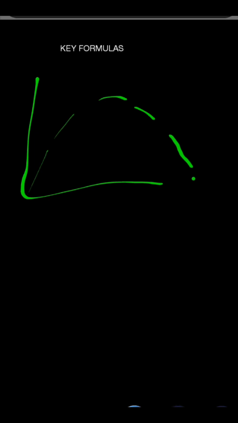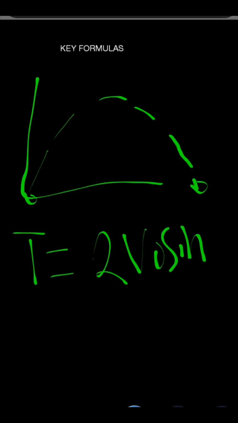So the first formula is the time of flight. For example, an object has moved from that point to that point. Now they ask, can you calculate the time the object will take to move from here to there? So what do you need to calculate that? The formula is 2 times initial speed times sine theta over g.